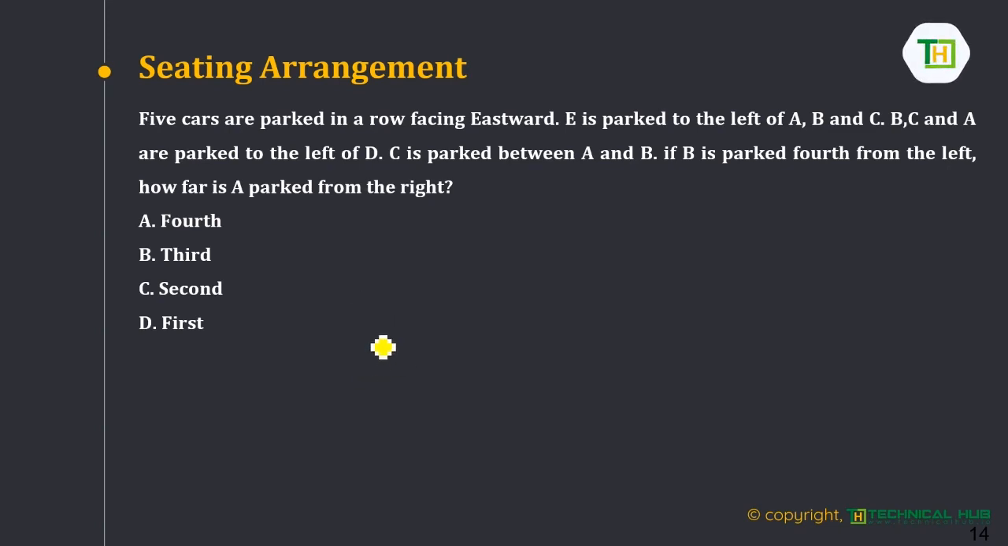So 5 cars facing row in eastwards direction, taken directly. Explained many times here. So 5 cars. E is parked between A, B, C, meaning E's position is in this place or in this place.